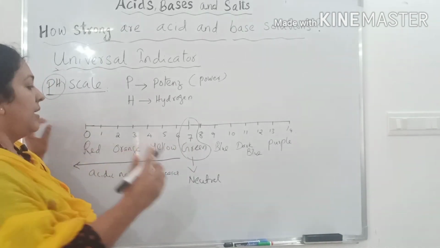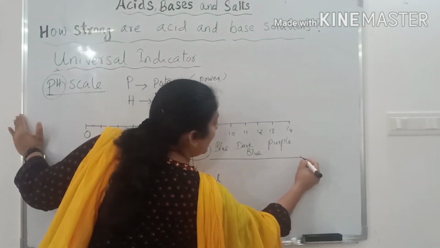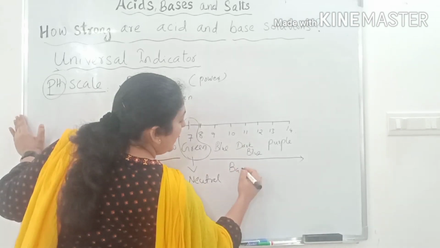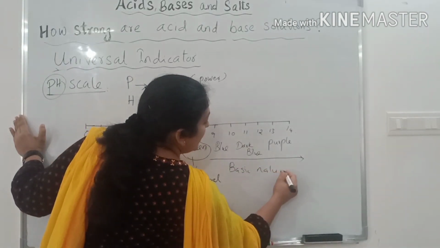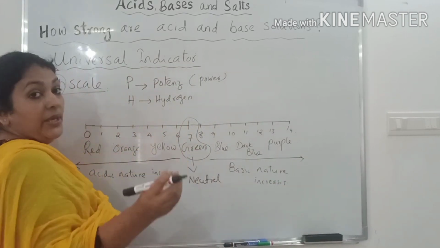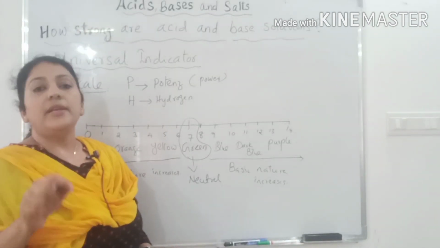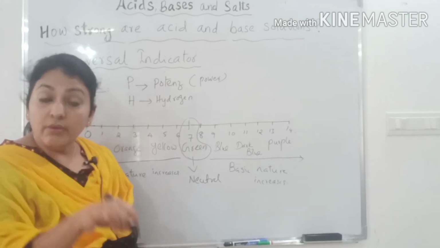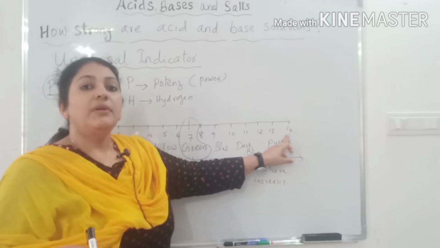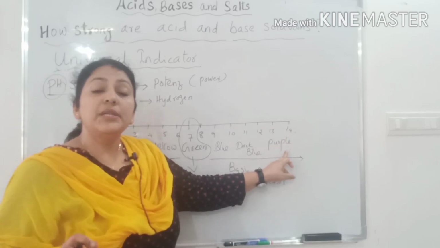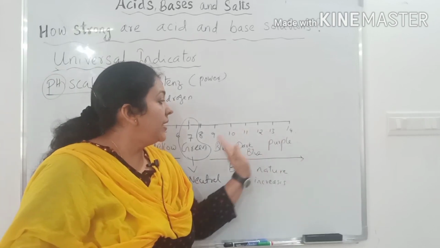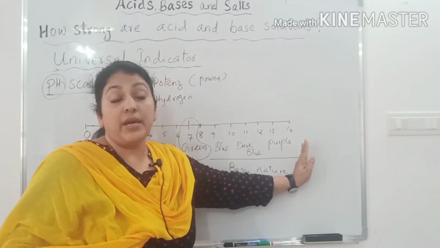Clear? Similarly, if you move away from 7 to the right side, the basic nature increases. That means if you dip a universal indicator paper in a strong base like sodium hydroxide solution, it will show number 14 and a dark purple color because it's a strong base. So the basic nature increases when you move to the right side.